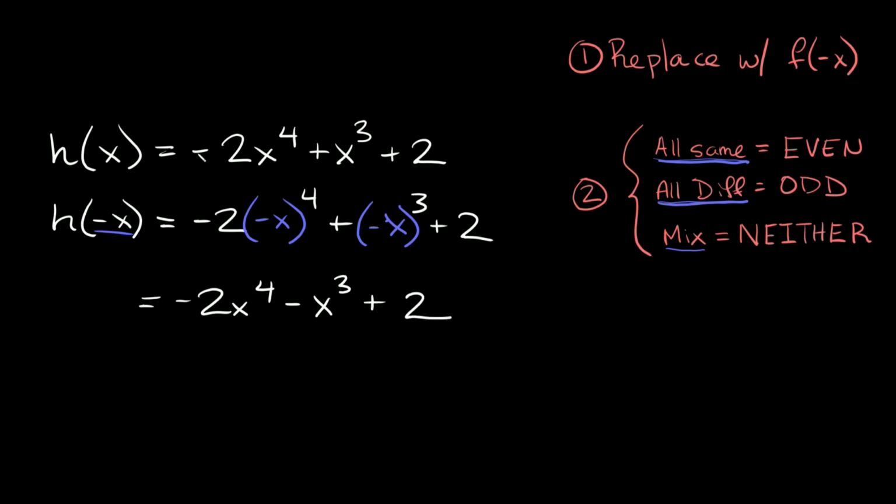Now let's look at our signs. So we started negative, positive, positive, and we ended up negative, negative, positive, right? So you can see this is the same, this is the same, this is the same, but the one in the middle right here went from a positive to a negative, right? So some of them stayed the same, some of them changed. So in this case, this function would be classified as neither even nor odd.